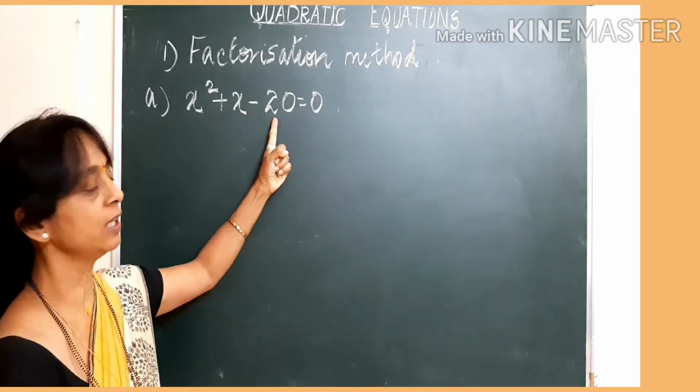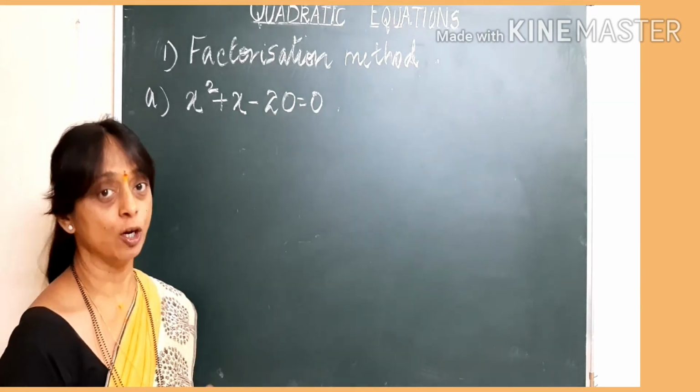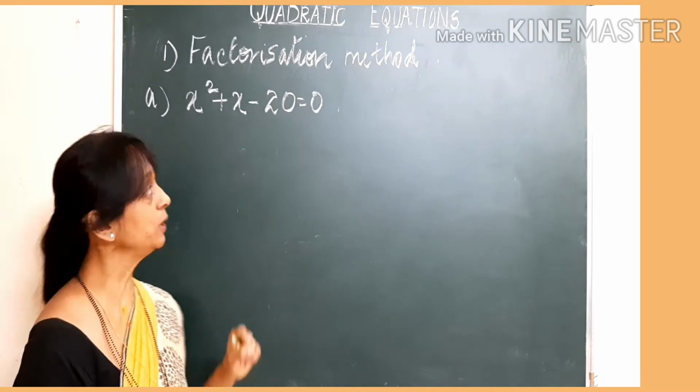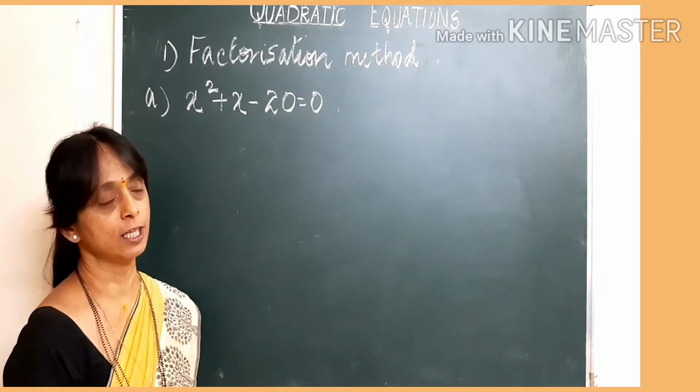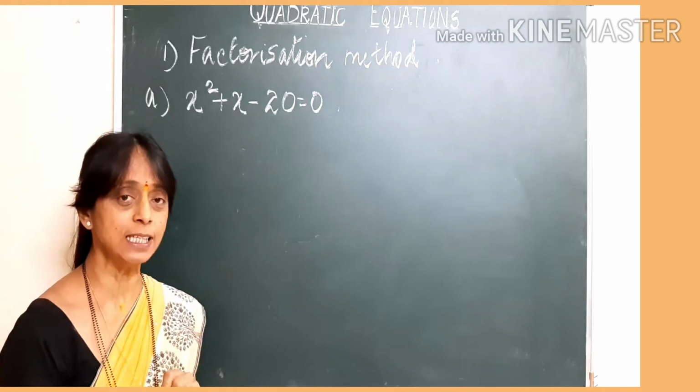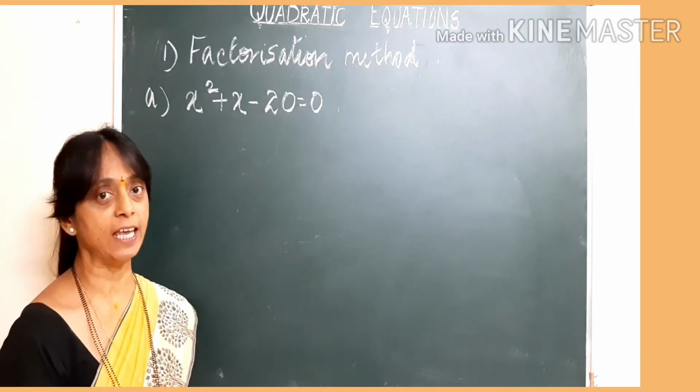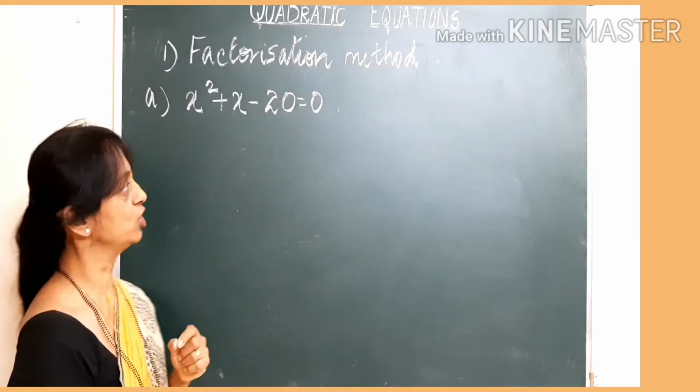Which is the last term over here? Minus 20. And what should be the addition of those two numbers? It should be the coefficient of the middle term, that is plus 1. So which are those two numbers, children? That can be plus 5 and minus 4. Let's check.